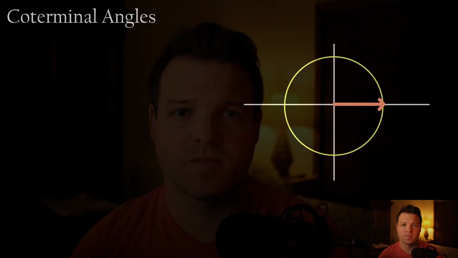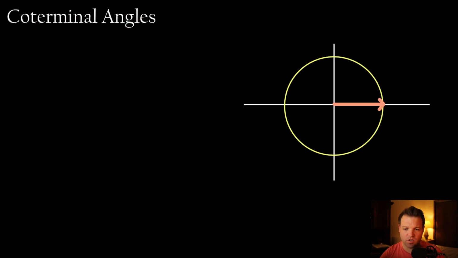Hi everyone, in this video we are going to discuss what coterminal angles are. Alright, so here we go. I have a circle that is centered at the origin, and we have something called the initial side here. Let's go ahead and label that just so you know what that is. This is called the initial side. Alright, and just a little bit more terminology here.